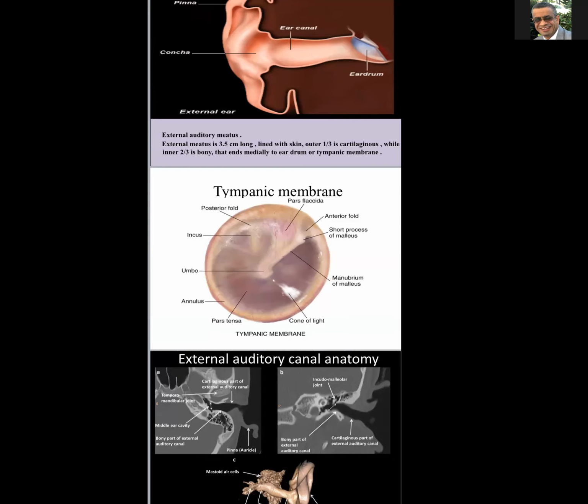يتألف من pars flaccida and pars tensa، الإنكاس and annulus. وهو احنا نتخيله لازق عليه المالياس، لذلك الاناتومي of the malleus will appear on the tympanic membrane. So the umbo in the center and the manubrium of the malleus and the short process of the malleus.